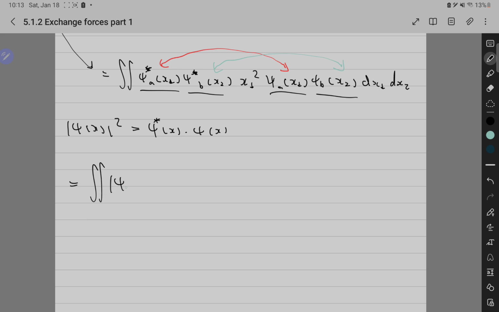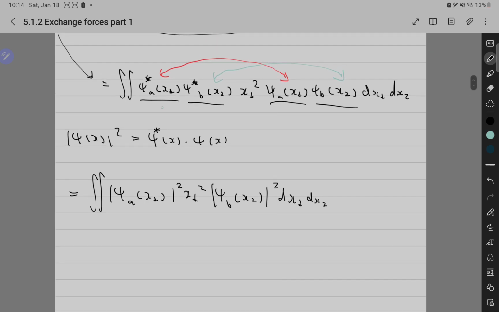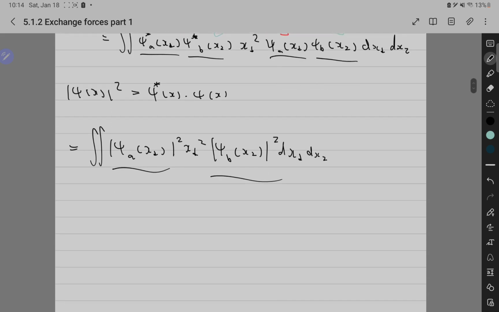|psi a (x1)| squared, then x1 squared in between, oh, I forgot to have the x1 squared in between, right? With |psi b (x2)| squared, dx1 dx2. Basically what we have done is grouped these like terms, psi a conjugate (x1) with psi a (x1), right? And these two, if you group them together and multiply each other, you get this term. And then the same goes for psi b (x2).